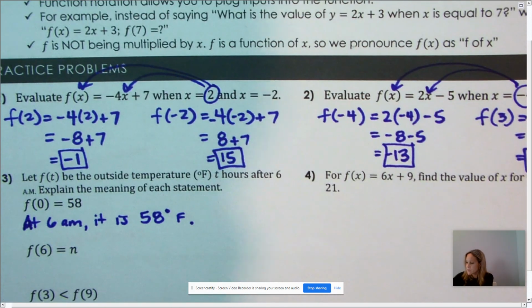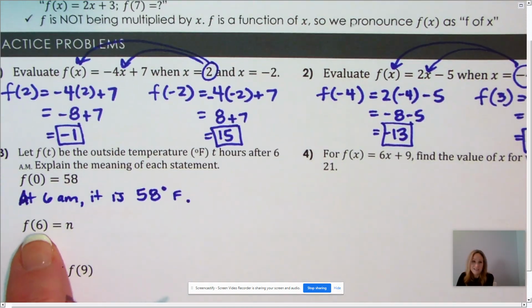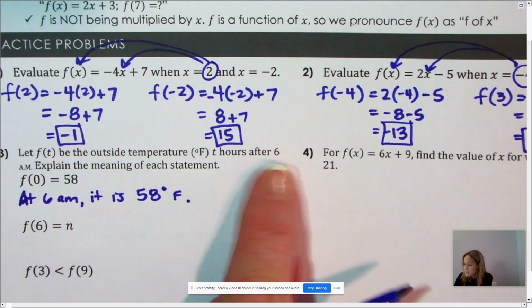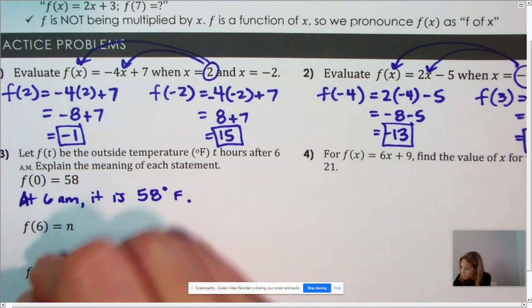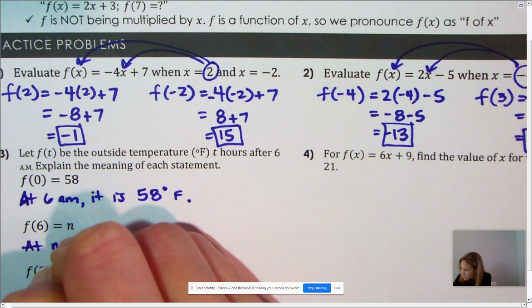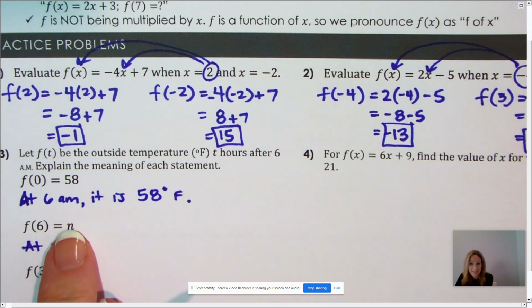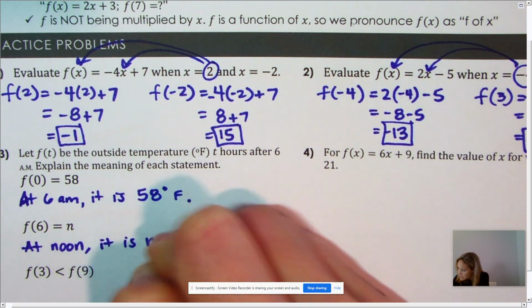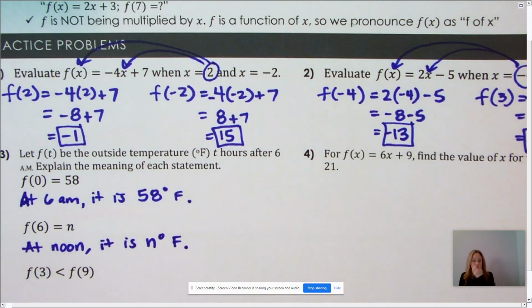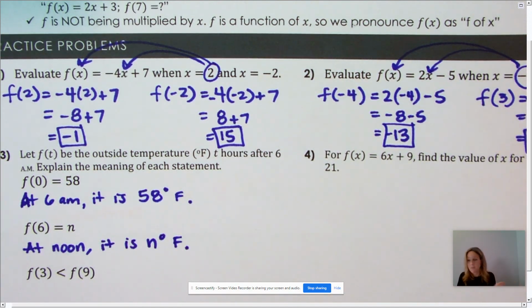Okay, the next one would be 6 hours past 6 a.m. Well, that would be 6 plus 6 is 12. So at noon, and does it tell us the temperature? No, so we just write in, it is f in degrees Fahrenheit. They don't tell us, we just write what it has in there.